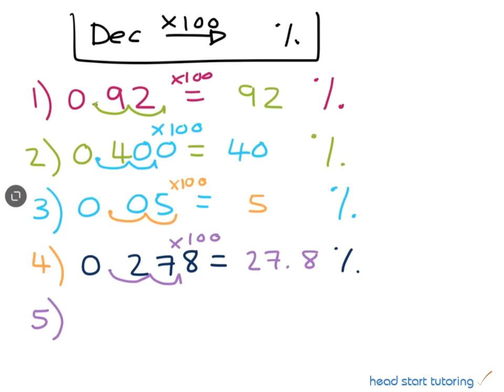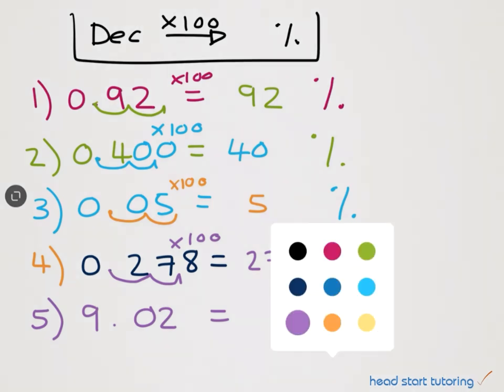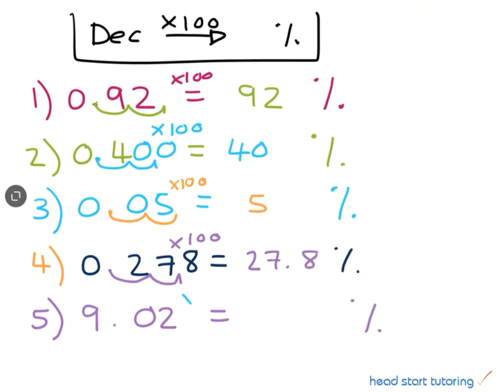Let's have a look at one more example. 9.02 into a percentage. Even though we have got a whole number here, the same rule still applies. So we will have a percentage that is over 100%, but that is fine. 9.02 into a percentage, we multiply by 100 to get 902%.